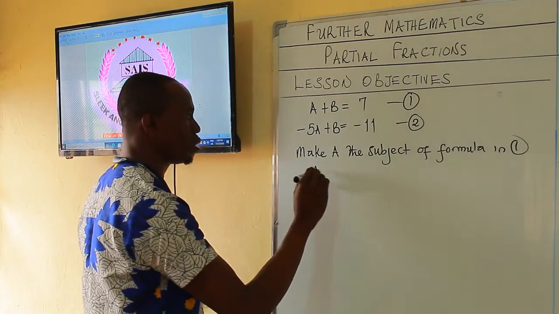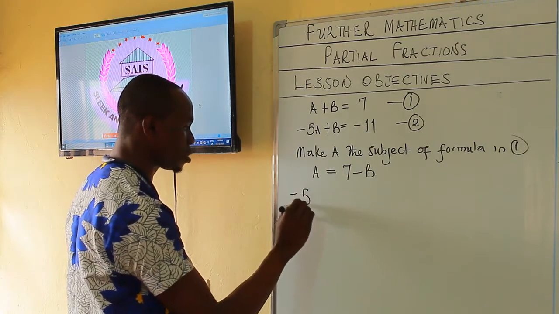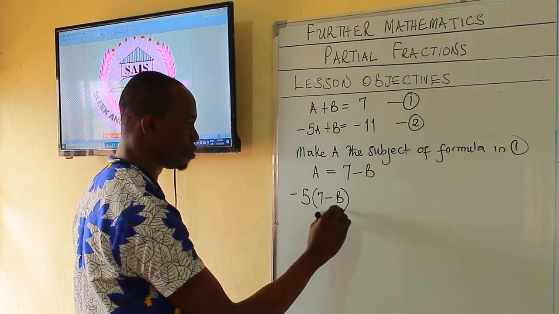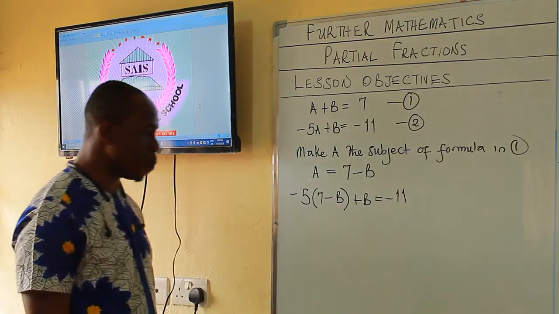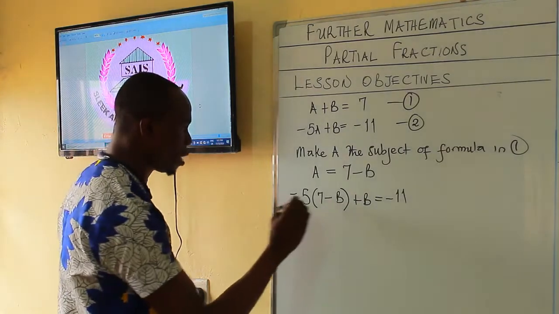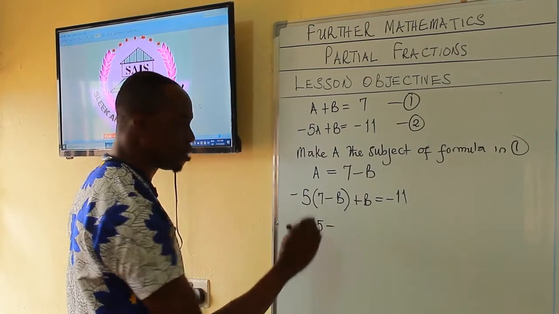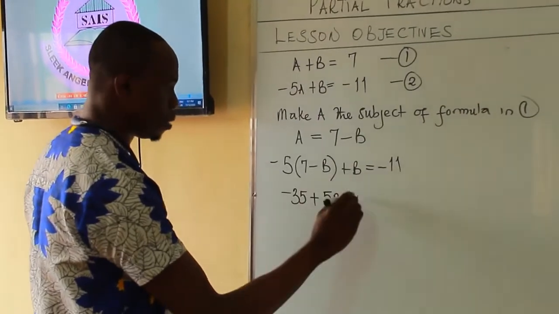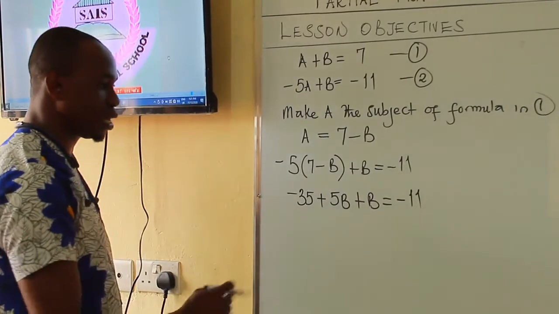And it becomes a is equal to 7 minus b. By the time I substitute that in equation 2, I will have minus 5, open bracket, 7 minus b, close bracket, plus b is equal to minus 11. So minus 5 times 7 will give me a minus 35. Minus 5 times b will give me a plus 5b, and plus b that was originally there, to be equal to minus 11. So I take like terms here.